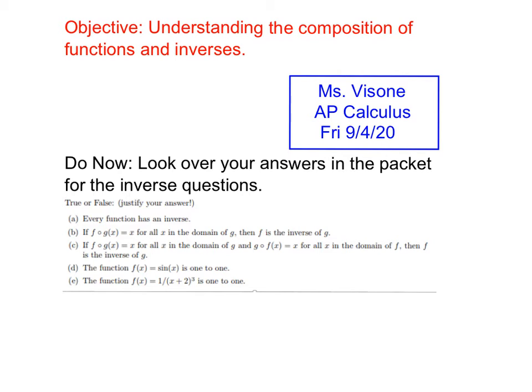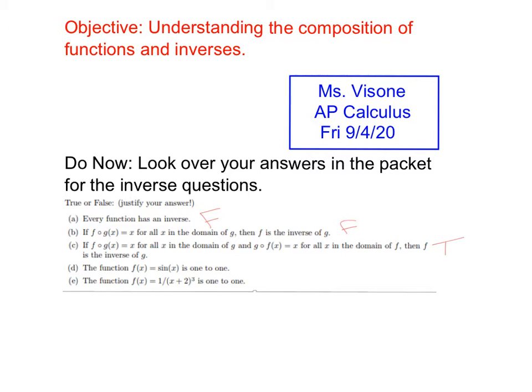That is false. If it is not one-to-one, it cannot have an inverse. So that's false. B, if the composition of f and g equals x for all x in the domain of g, then f is the inverse of g. That's not necessarily true because you need to be able to go backwards. So that's also false. It's kind of telling once you read question C, then you're like, oh wait, that's going to be your true one.